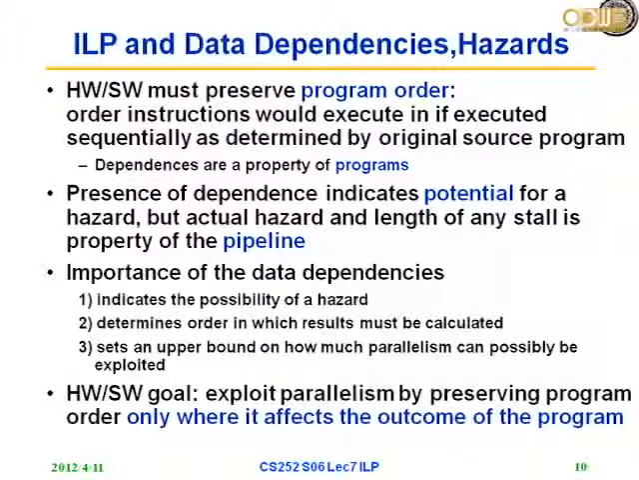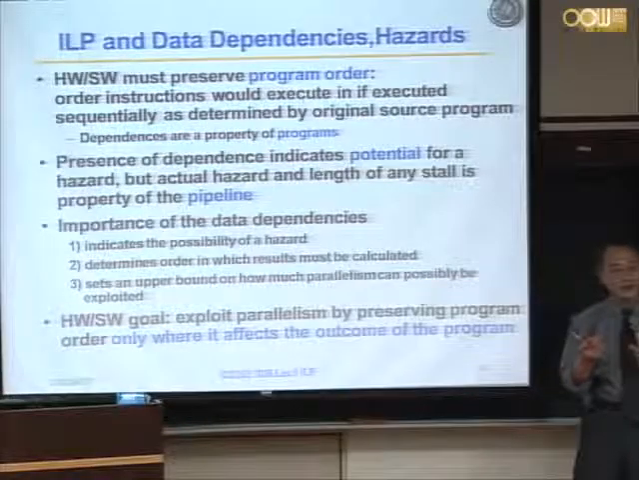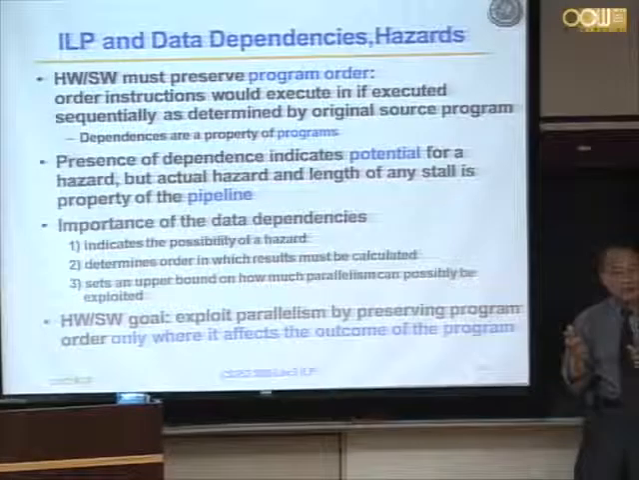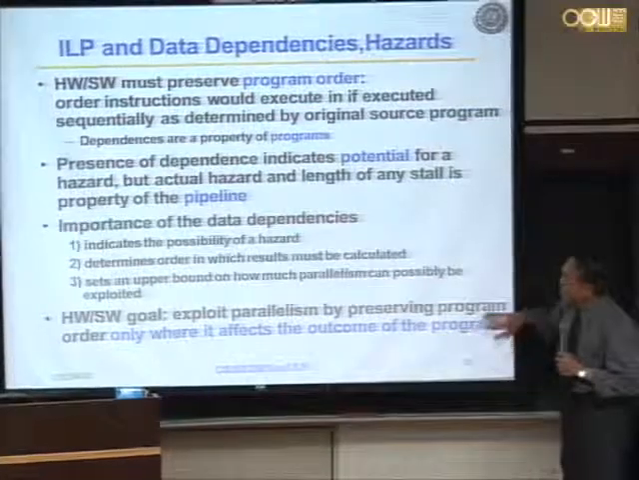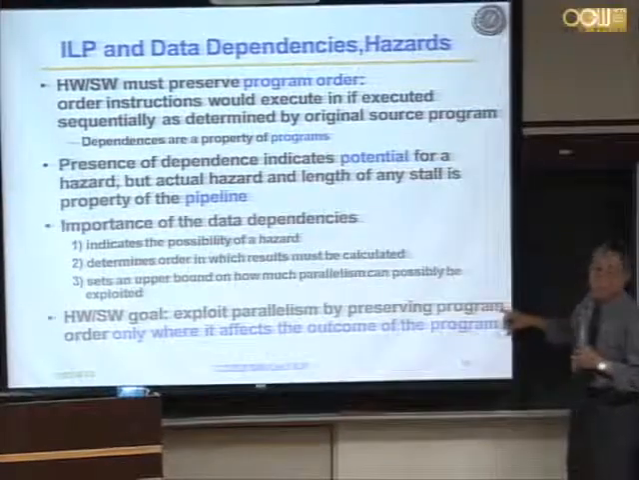So the hardware and software goal should be the same. Exploit parallelism by preserving program order only when it affects the outcome of the program. Okay, so when you exploit parallelism, you can scramble any instruction as long as they don't have data dependence, control dependence, or structural dependence. But if in case they do, then you have to preserve program order.